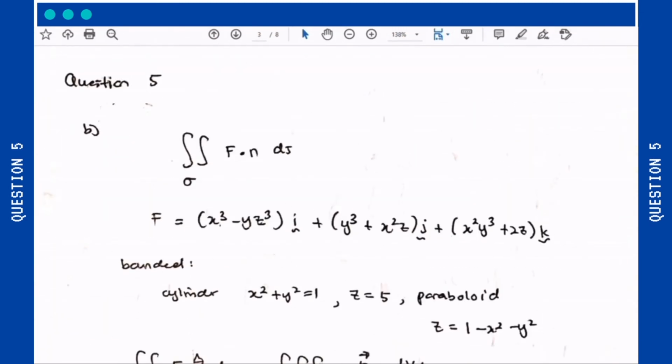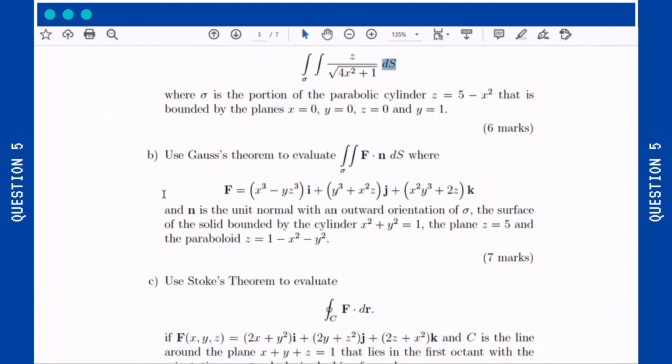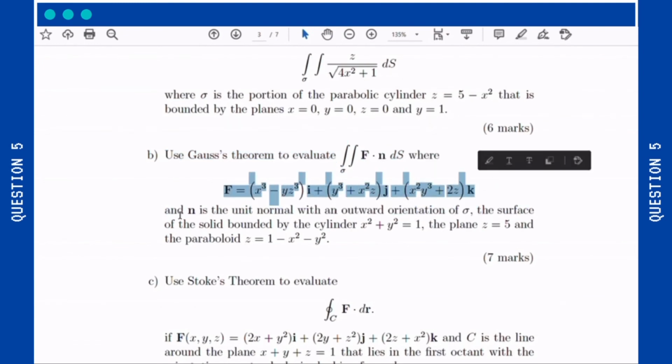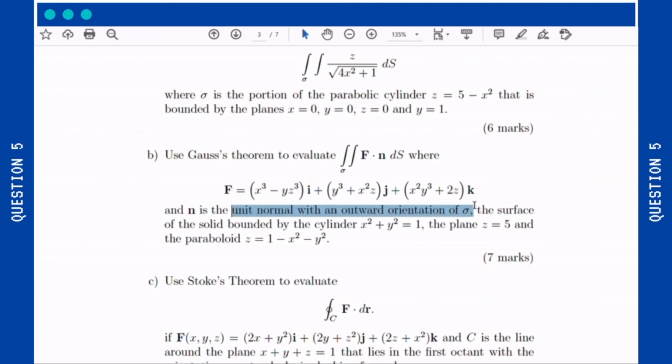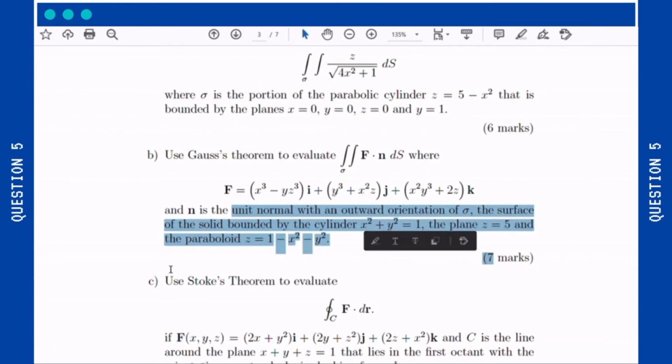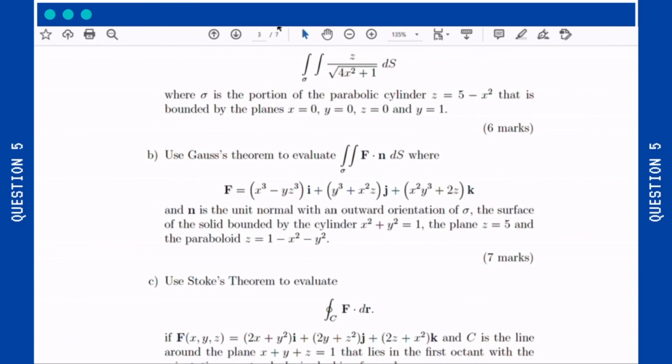Now, we go to question 5b. Use Gauss theorem to evaluate the surface integral of the vector function F dot n dS, where n is the unit normal with outward orientation of sigma, the surface of the solid bounded by the cylinder, the plane z, and the paraboloid z equals 1 minus x squared minus y squared.